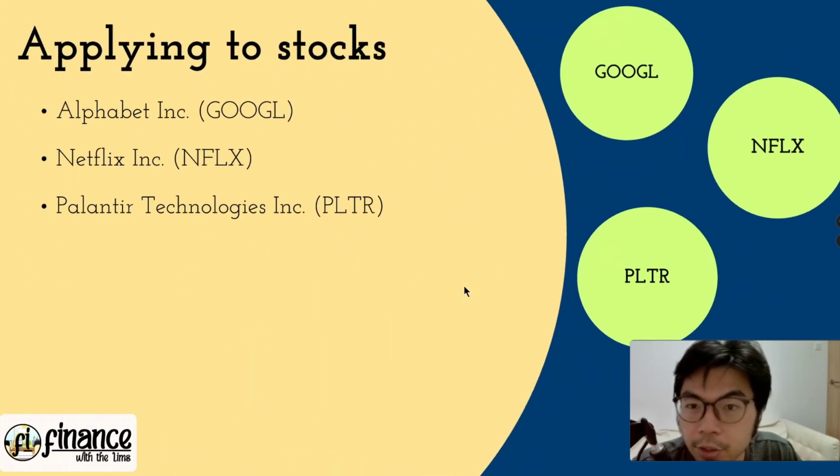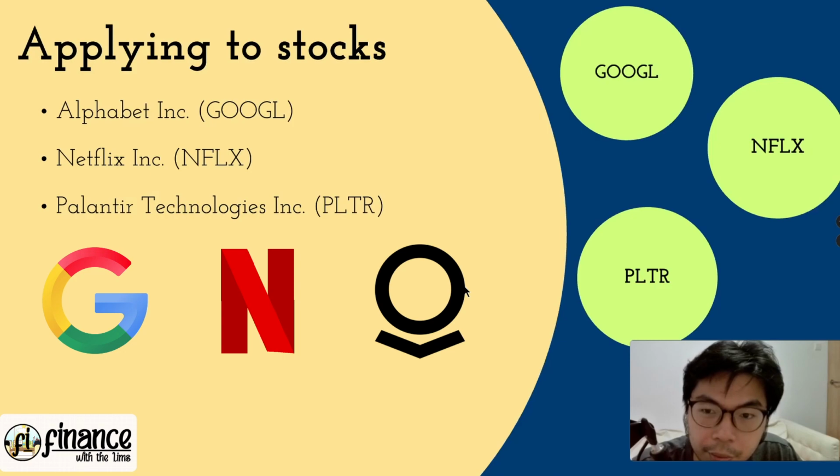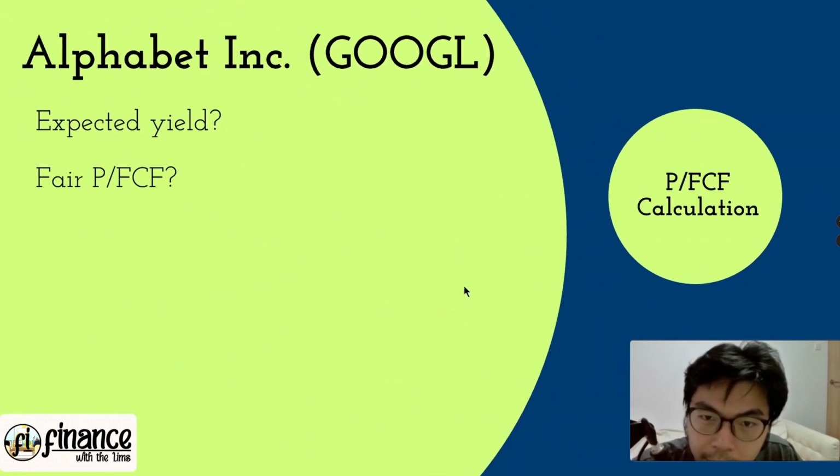Now, let's try to calculate the price to free cash flows for several companies. I'll start off with Alphabet Inc.